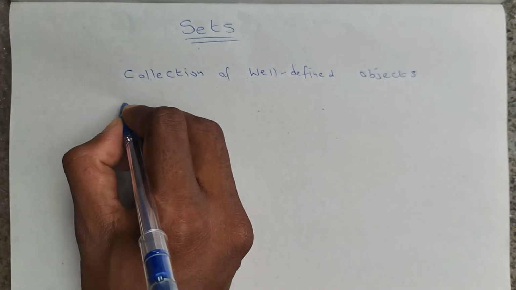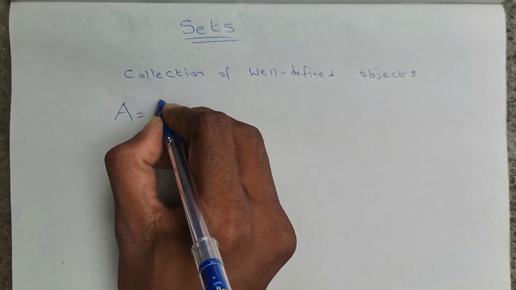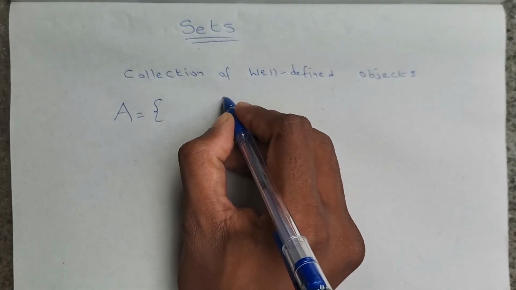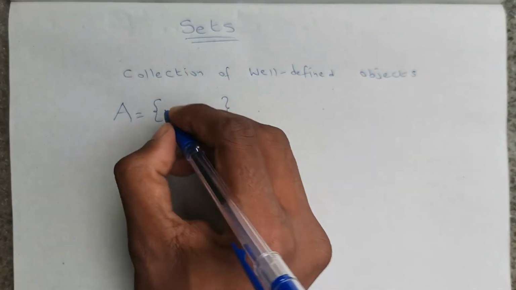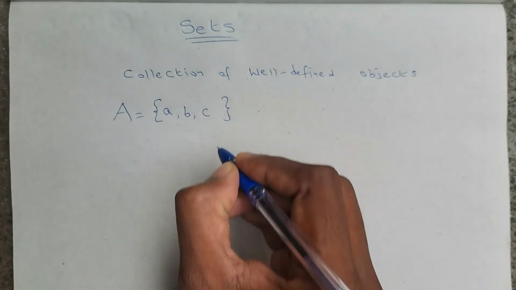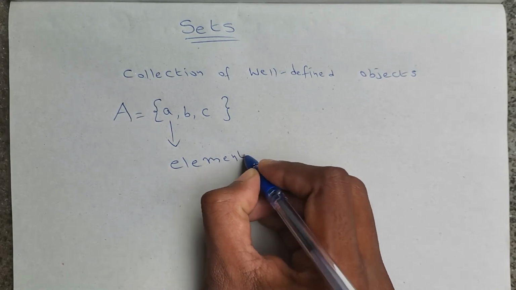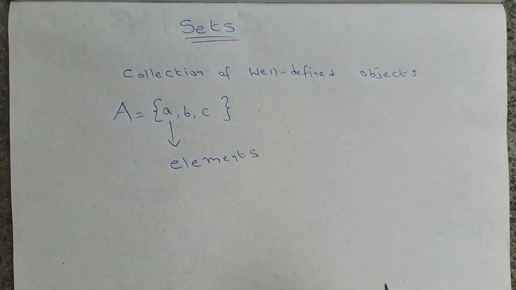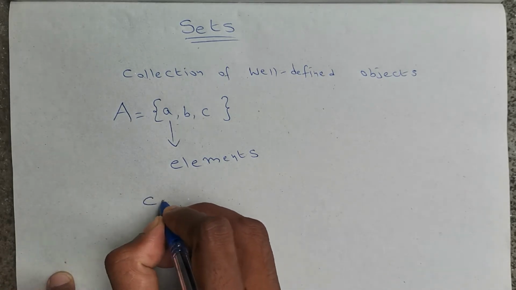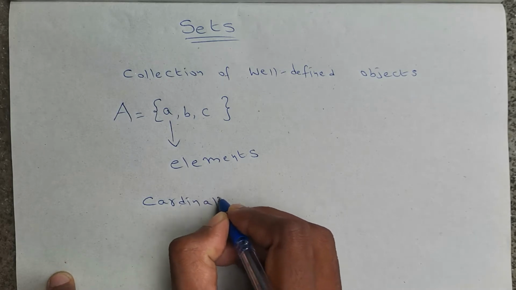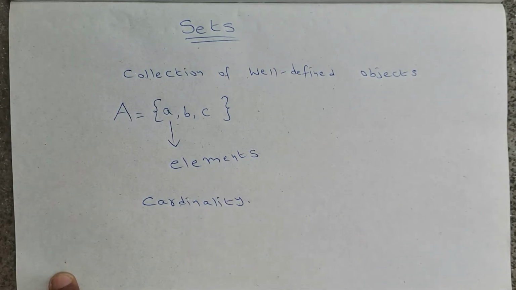Always the set is represented with a capital A with the curly braces. And whatever we are writing inside of it are called elements. In a particular set, how many elements are there, that is called cardinality. Number of elements present in a set is called cardinality. Okay, now let us move to the types of sets.